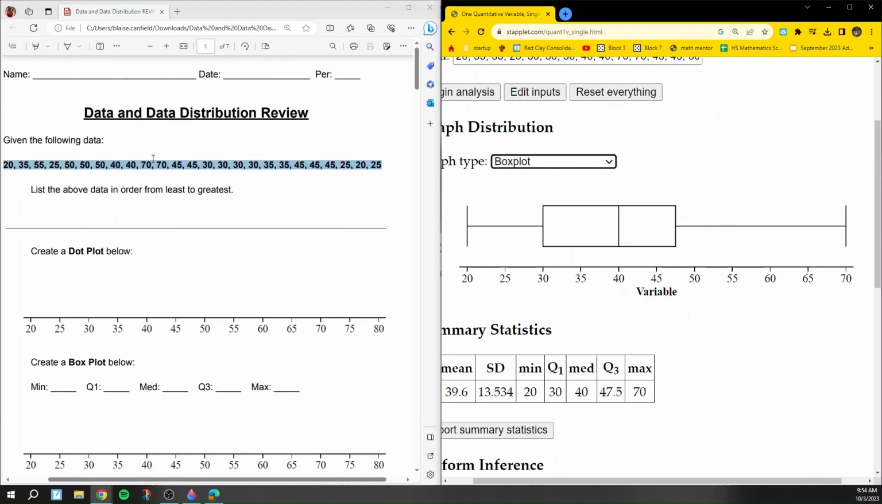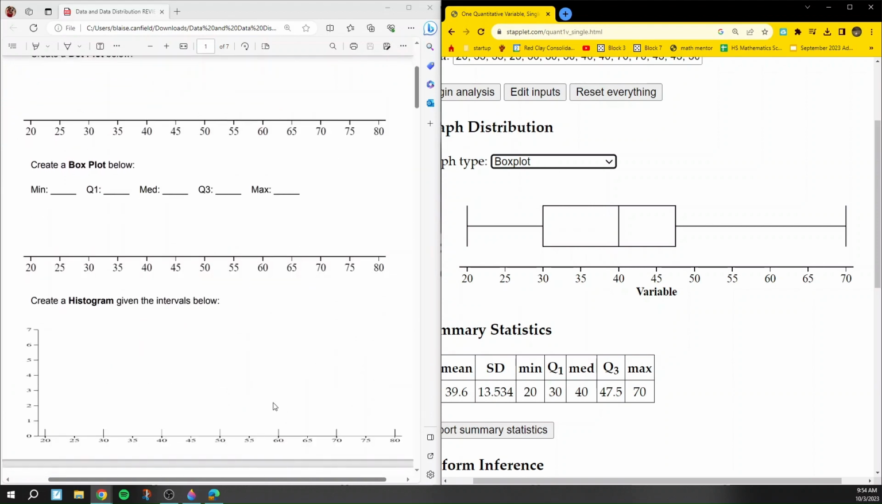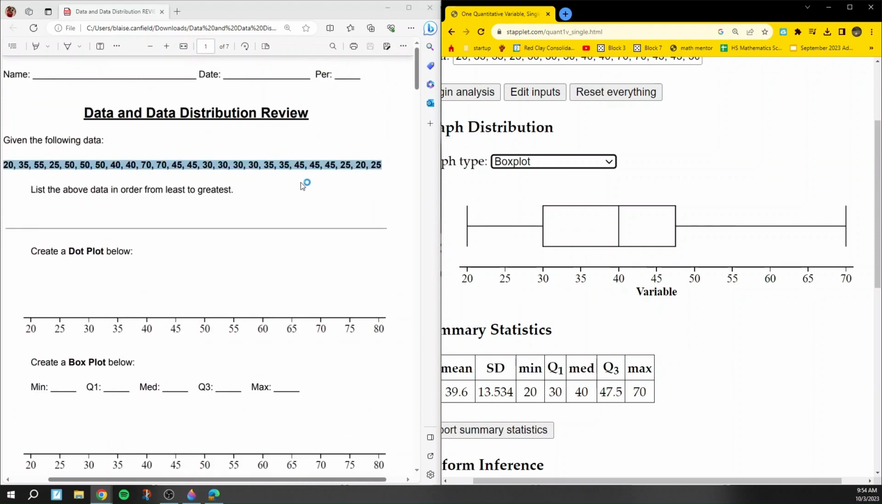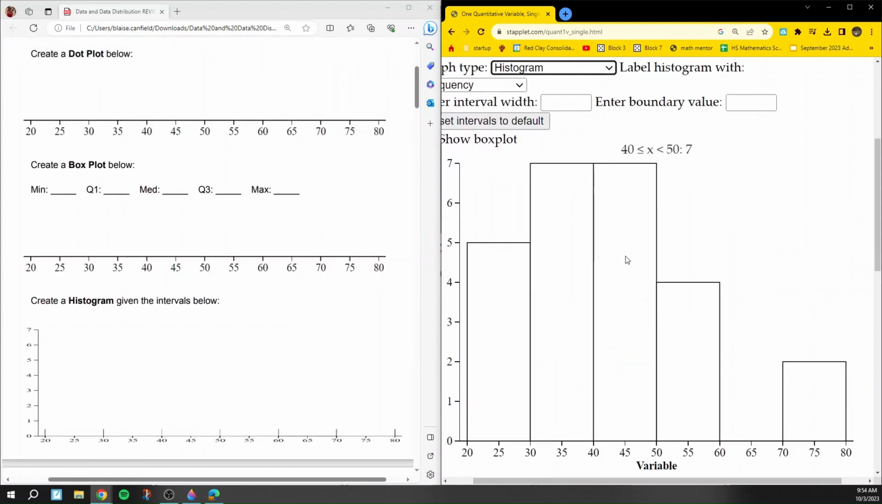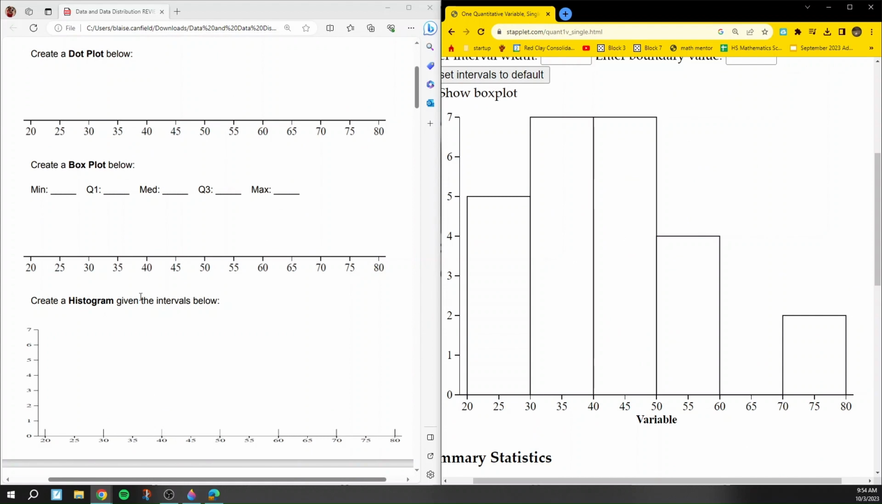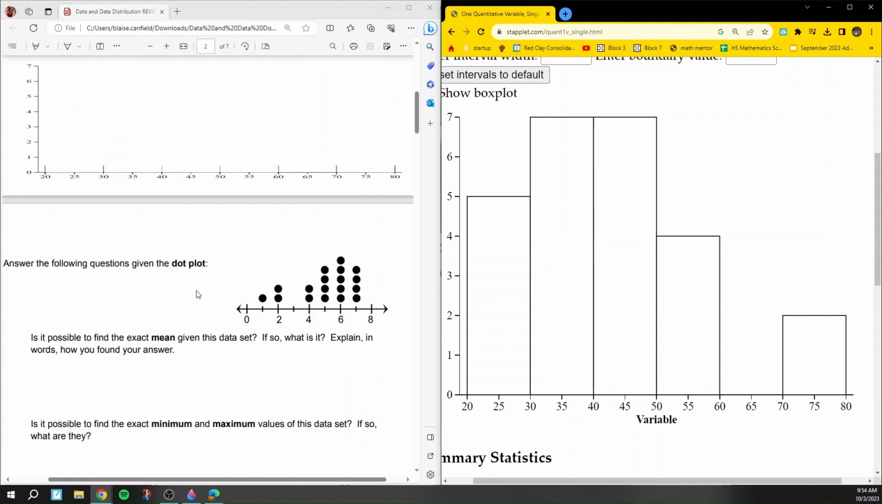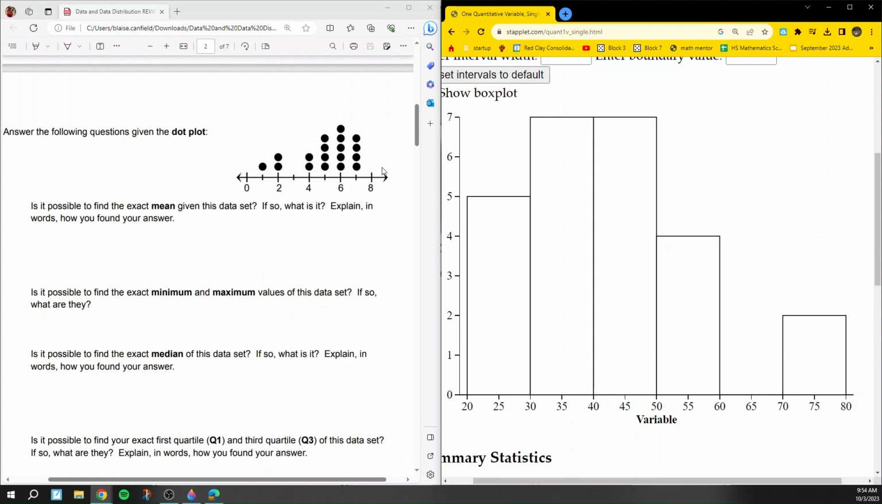Again, you have this so you can do it. If you want, though, you could do all this by hand, and that's great, and that's awesome and fun. Boom, there's my histogram. So lucky me, it's already there. And that's where these weird stretches came from. I put the histogram in here and took the picture of this and stretched it out to make it fit. All right, answer the following questions given the dot plot.